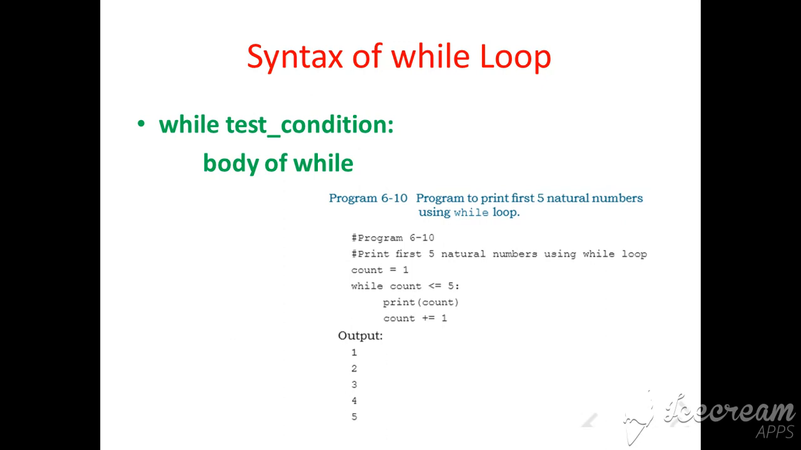The while loop is also known as an entry control loop, because at the time of entrance into the loop there is a condition. If the condition is evaluated true, then only the loop is executed. That's why it is called an entry control loop. The while loop is also called an entry control loop.